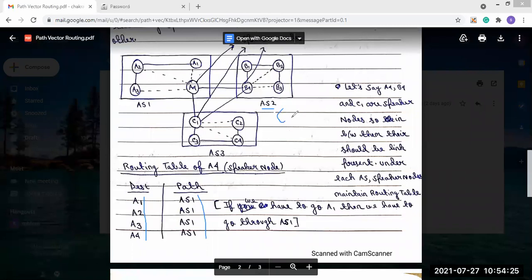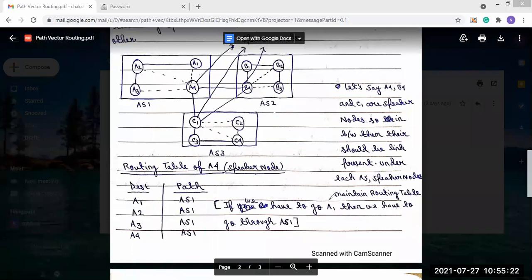For autonomous system three, the speaker node is C1. So the routing table of C1 will be: in the destination, we will write C1, C2, C3, and C4, and in the path, we will write autonomous system three, because all of them are present in autonomous system three. That's how the speaker node's routing table can be formed.